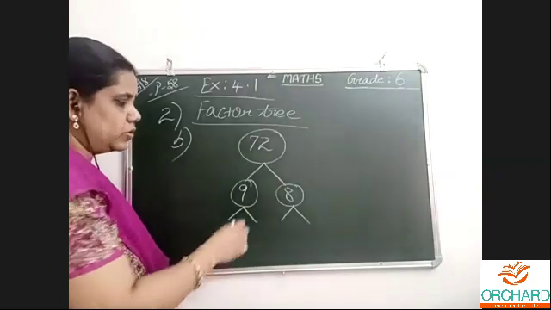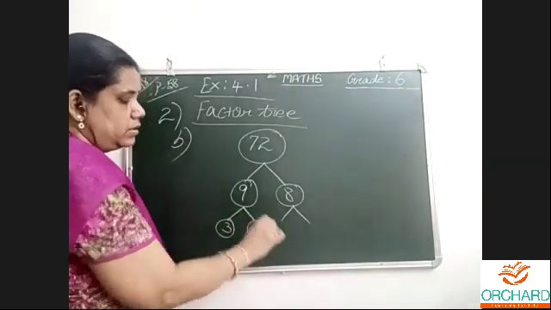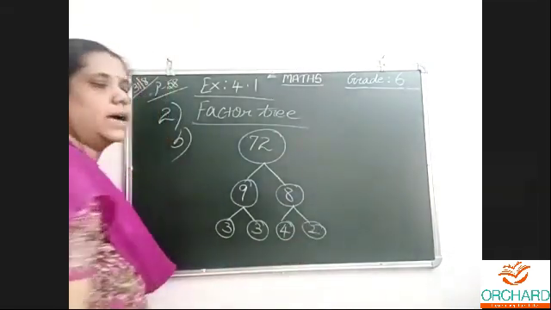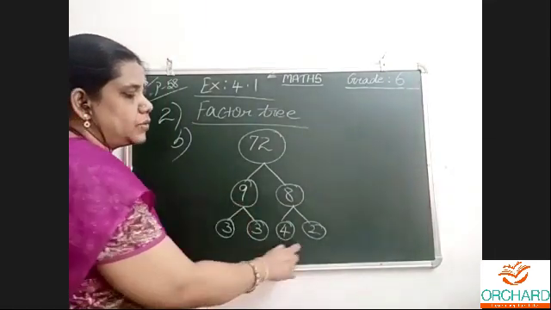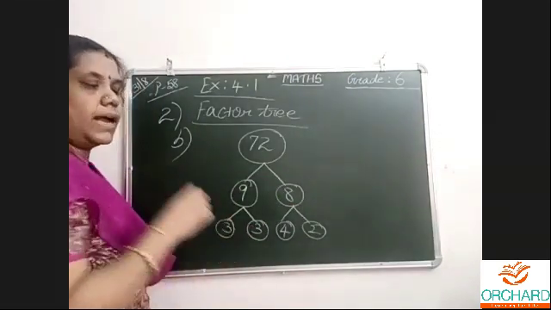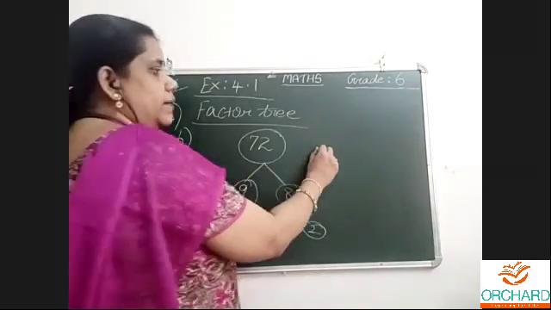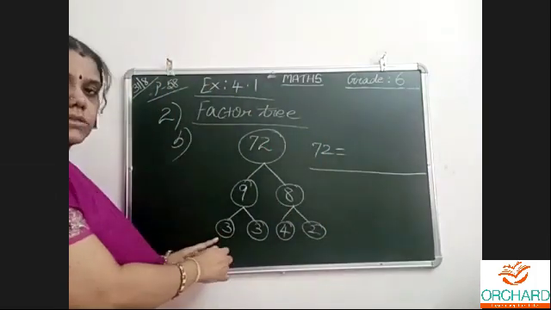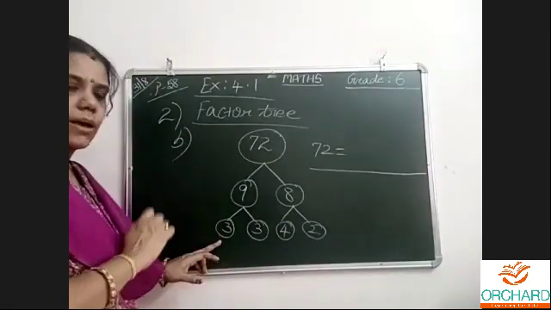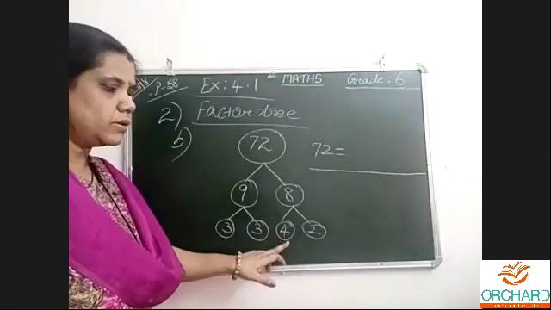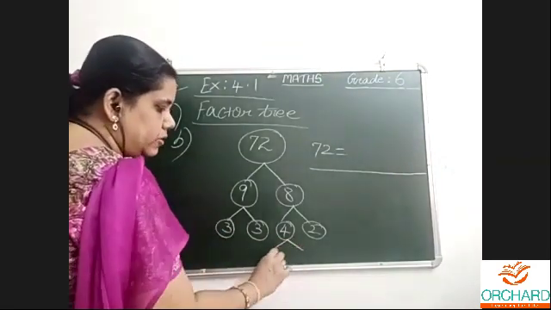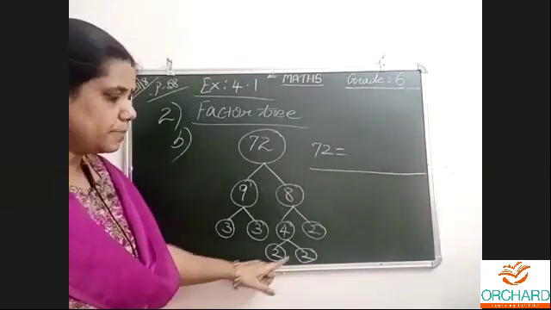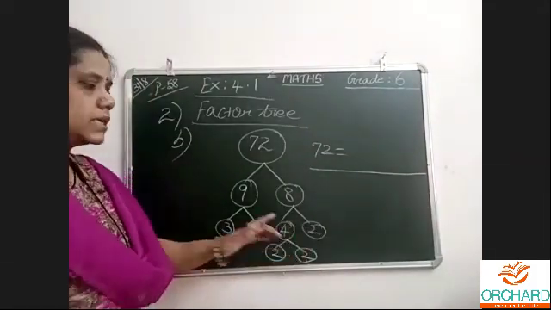I told already, prime factors only we want. I have to write 72 as prime factors only. So 9 can be split as 3 3s are 9. 8 can be split as 4 2s are 8. Now, this 3 and 3, can I split? No. 3 is a prime number. Stop. 4 is not a prime number, so split that into 2 2s are 4. 2 is a prime number. Stop. 2 is a prime number. Stop. So now we got all prime numbers.